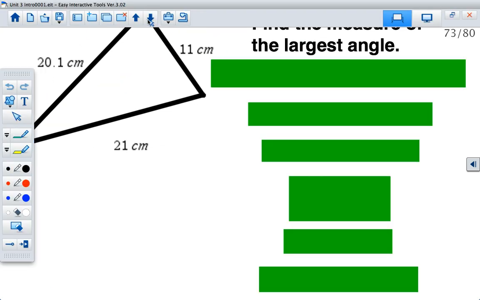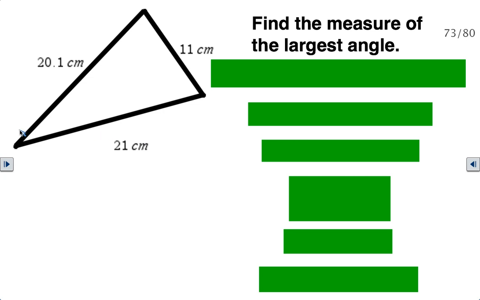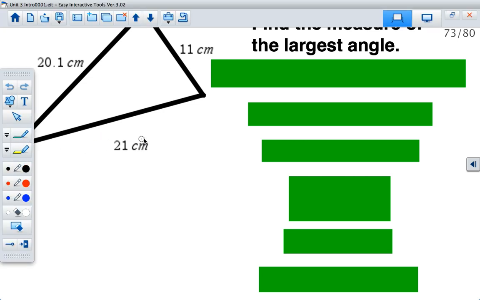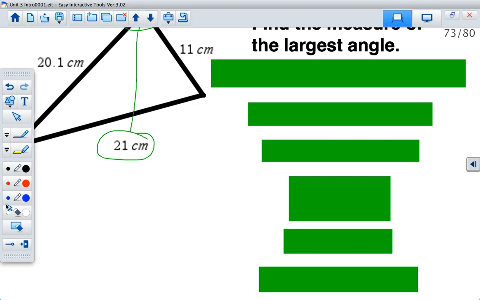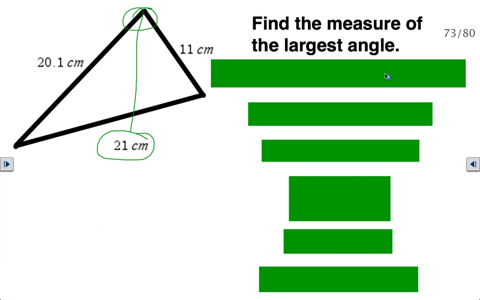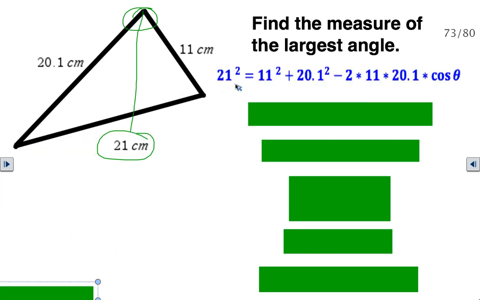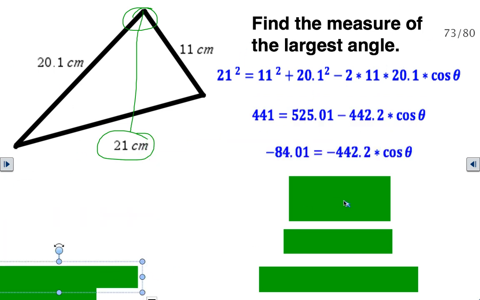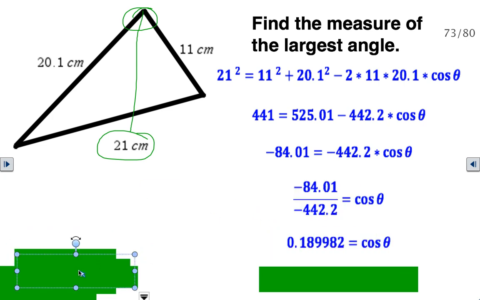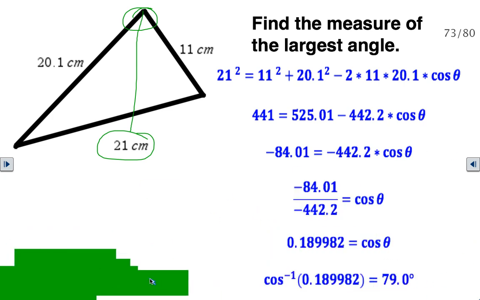If you're looking for the largest angle, we have this side measurement that is the longest side, so the largest angle is going to be here. We're looking for this angle. The whole process is going to be exactly the same as what we did last time. Our 21 is going to be on the left side because that's the opposite side measurement. Everything else will go on the right. We'll simplify, we'll subtract, we'll divide, we'll calculate it if we feel like it, and then we'll do inverse cosine of whatever we calculated. Okay?